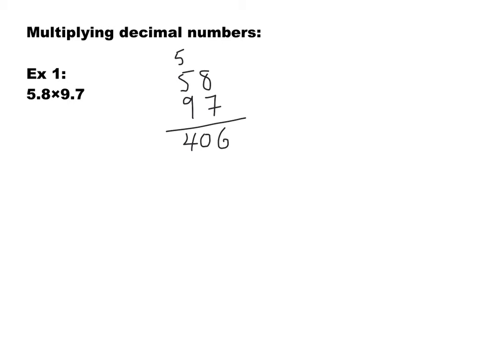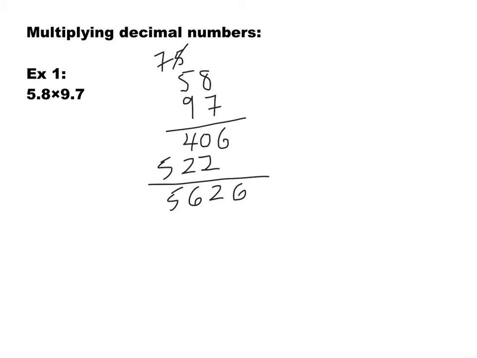Now I'm going to multiply 9 times 8. 9 times 8 is 72, so it's 2 here. And then 7 is carried over. 9 times 5 is 45, plus 7 is 52. So it becomes 52. Now I'm going to add them up. So 6 plus nothing is 6. 0 plus 2 is 2. 4 plus 2 is 6. And 5 is 5.